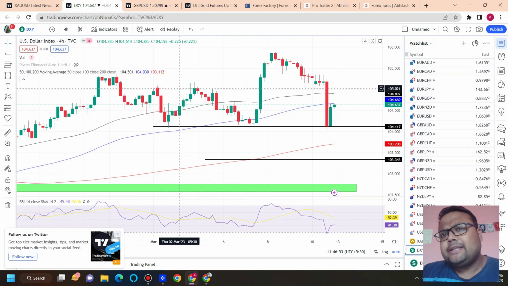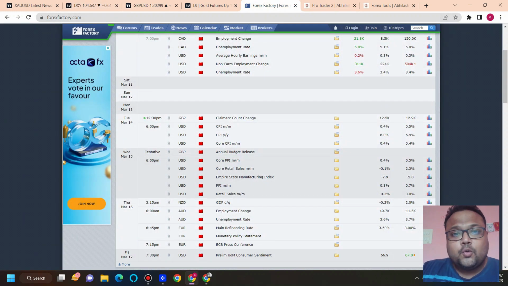And usually we do not get to see much volatility during the first half, especially during the Asian session and European session on Monday. And as we have CPI on Tuesday, as a result, we will get to see a sideways market, more or less a confused market on Monday.